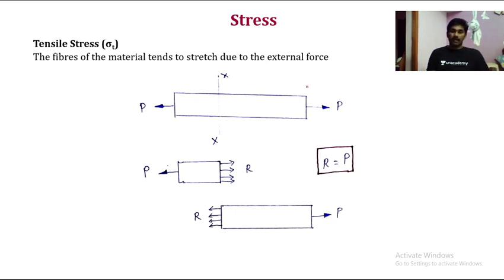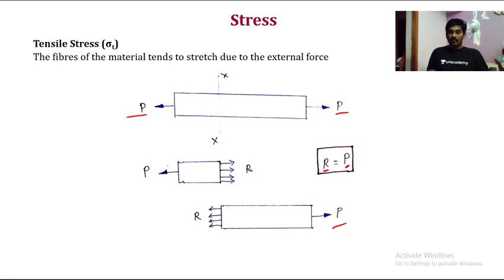Take a part where the load applied is along the longitudinal axis, away from the component. This is your load P. Now if we cut the material at section XX and split it into two parts, in this part the load P is applied in this direction, and in the second part the load is applied in this direction. So the resistance in this material will be equal to your applied load, but in the opposite direction.